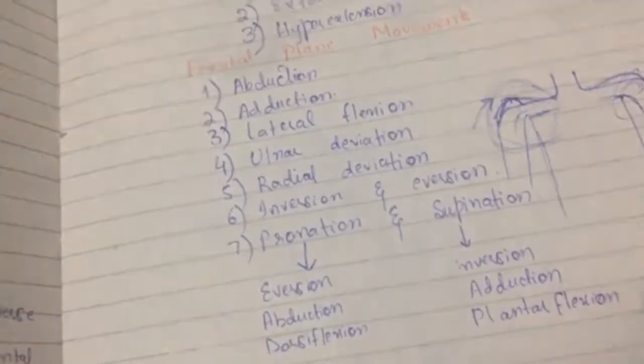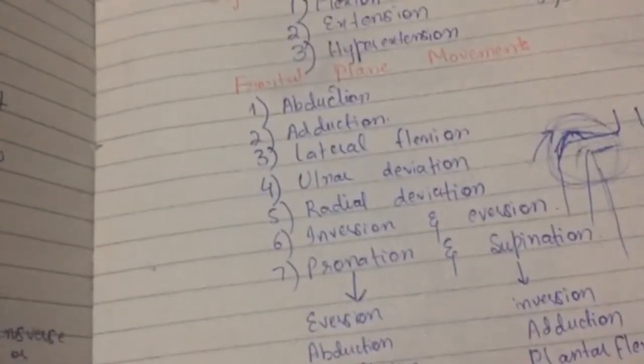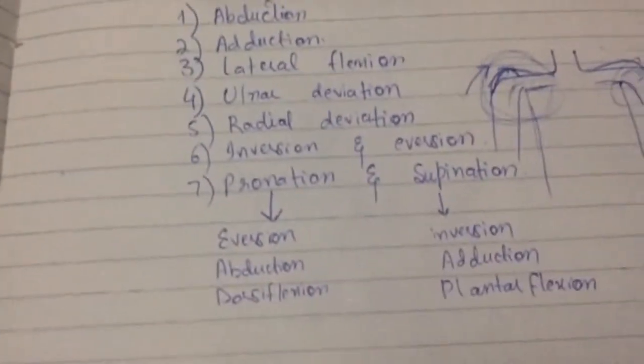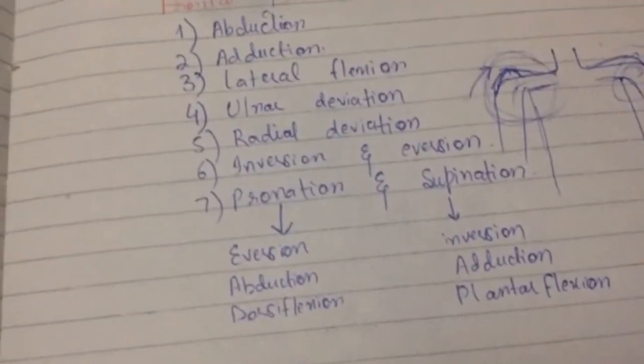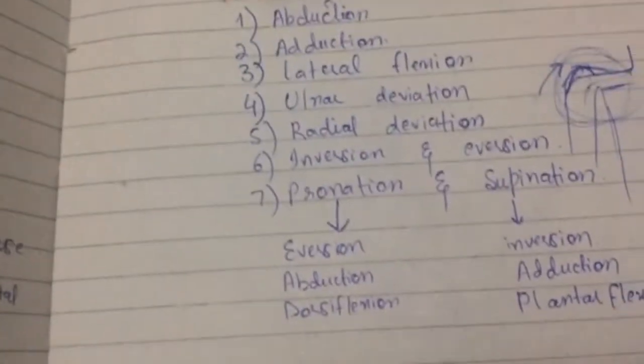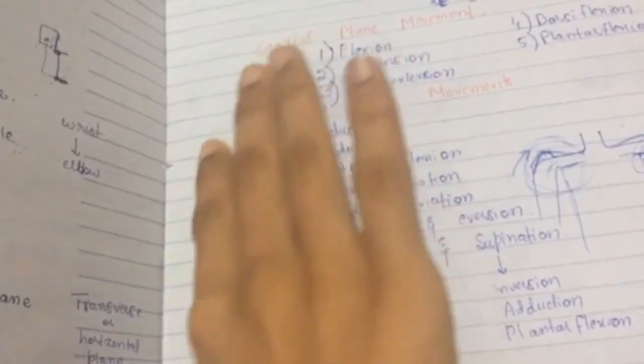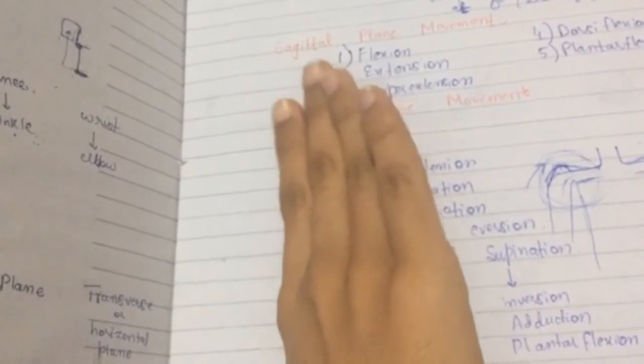So simply, pronation is the combination of eversion, abduction, and dorsiflexion. If we consider our hand as a foot, this movement is something like that, this is eversion, pronation, and in supination it goes on the opposite side like that.